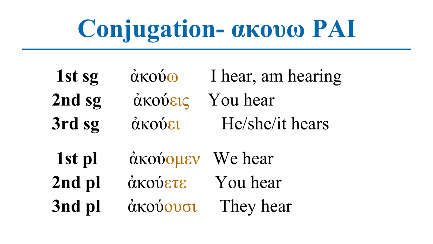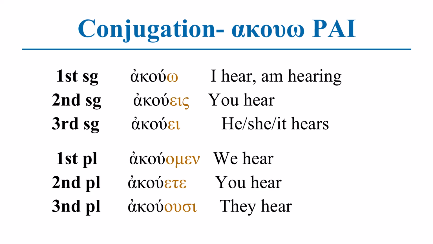You have o, s, ei, omen, ete, usin. These are endings for the present active indicative. Soon we'll be looking at the present middle indicative, but these endings are the ones for present active indicative, the song that I shared. So the stem, you have aku, and the endings are these that are highlighted. So you have akuo, akues, akuei, akuomen, akuete, akusin.